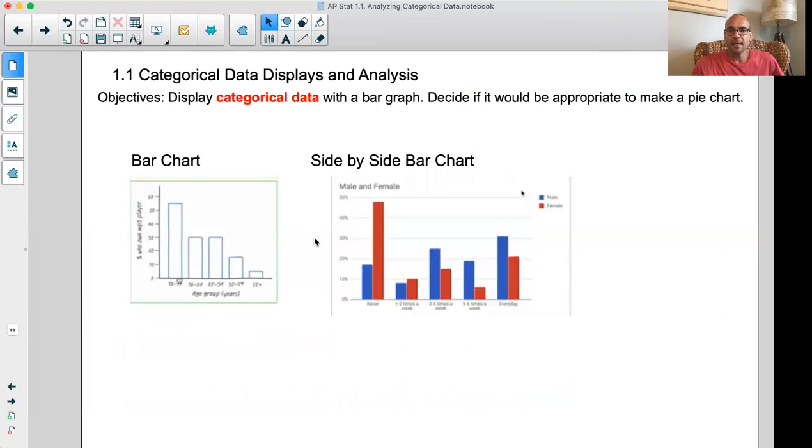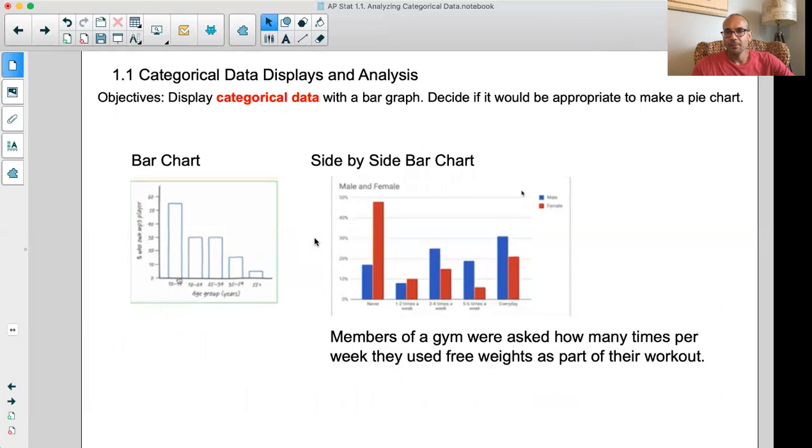Now, the next thing we're going to look at is a side-by-side bar chart. That's another great way to show categorical data. It's a little bit more complicated, more detailed data at that point. So let's pretend that this bar chart shows how members of a gym were asked how many times a week they used free weights as part of their workout. The gym members they were able to get a hold of, they interviewed them, and asked them to please tell me your gender, and the answers were male and female. And then also, how many times per week do you use free weights? And this was the result that they got.